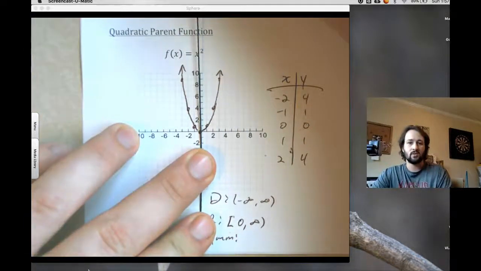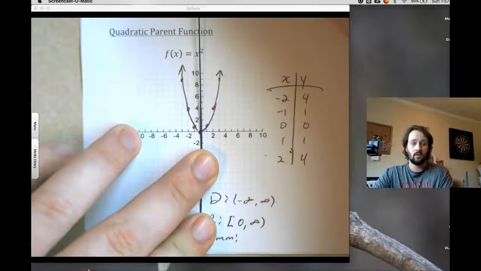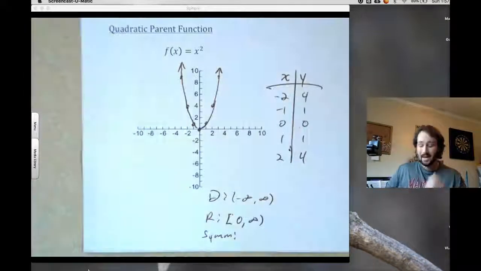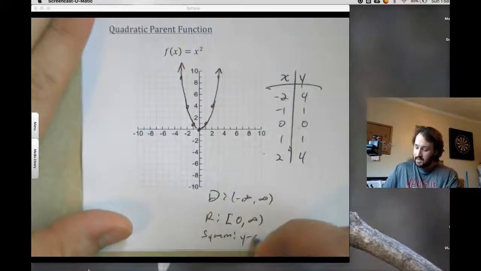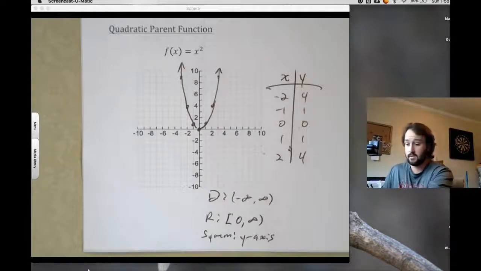Right? If I put a piece of string, it looks like that piece of string is almost like a mirror, and it's reflecting over the line, or the y-axis. So since it looks like it's a reflection over the y-axis, we call it y-axis symmetry. That's really what that is. That's it. That's all there is to it.